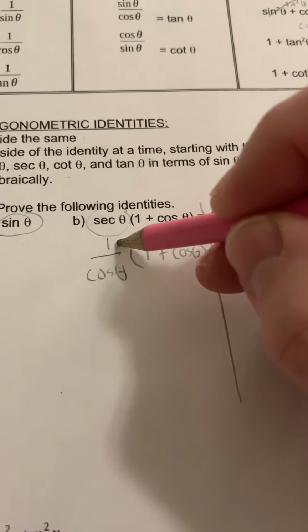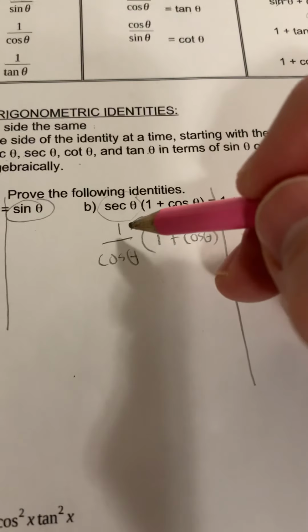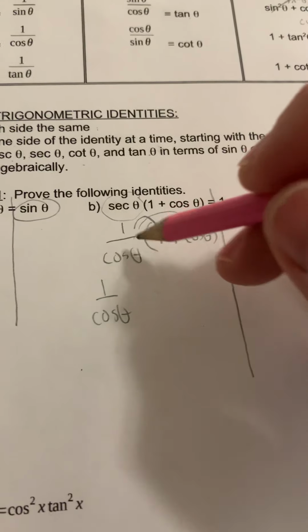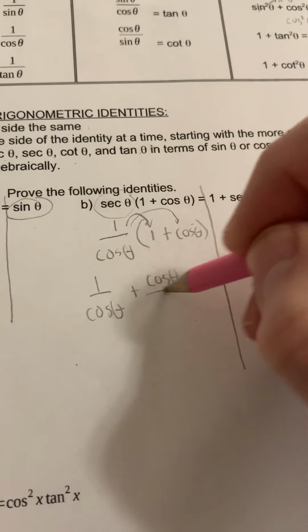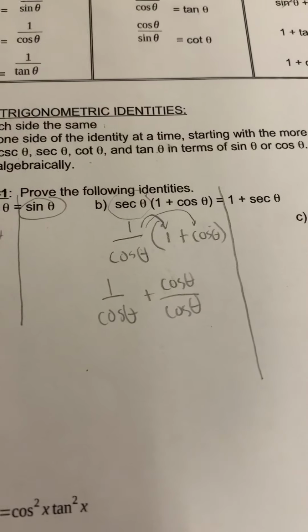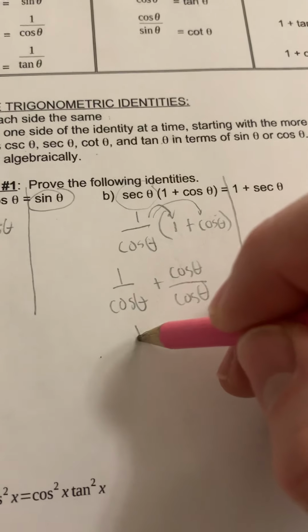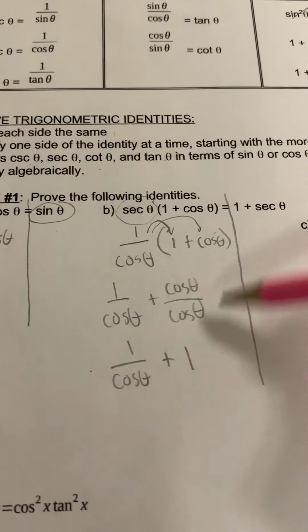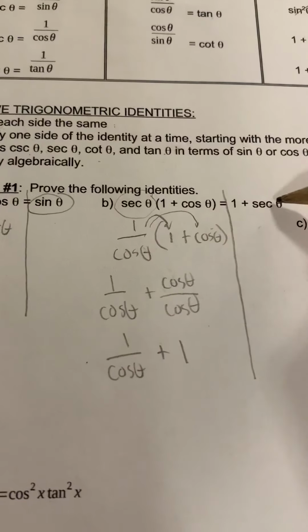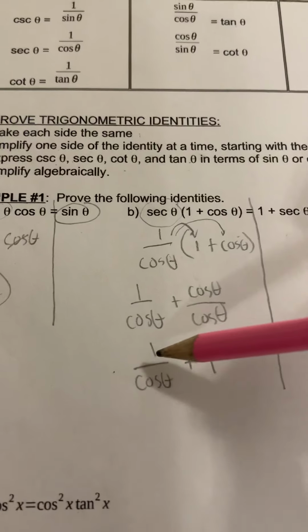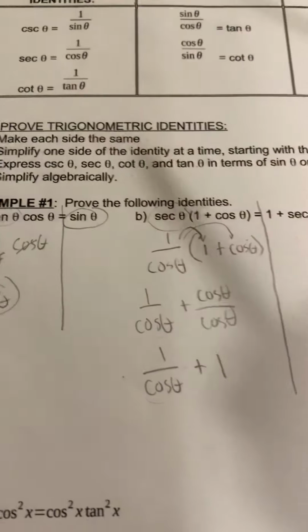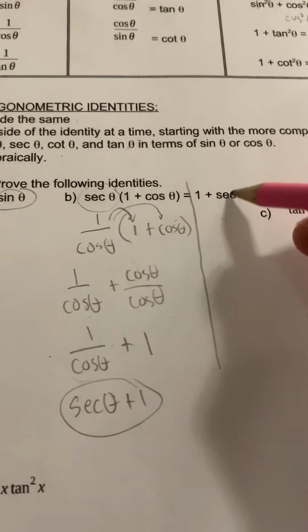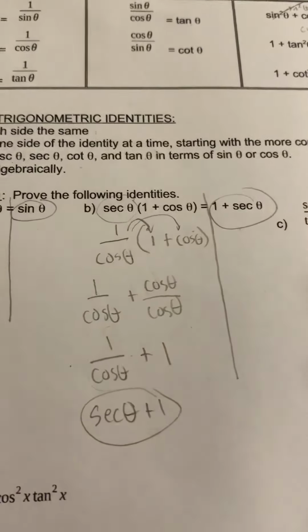Then we're going to multiply these, so we'll distribute within the brackets. 1 over cos theta times 1 is 1 over cos theta. And cos theta times 1 over cos theta is cos theta over cos theta, and cos theta over cos theta equals 1. So we're almost there. It's very similar. Since this one has a secant, you have an option of turning this into cos, or we could just switch this into secant. And they equal each other. So we proved that one equals the other.